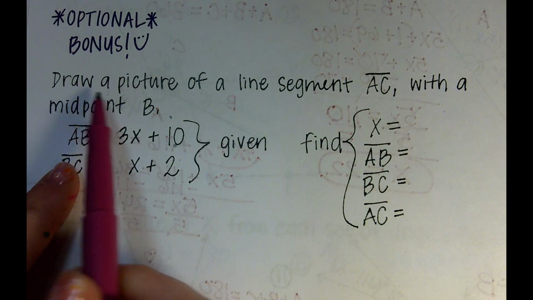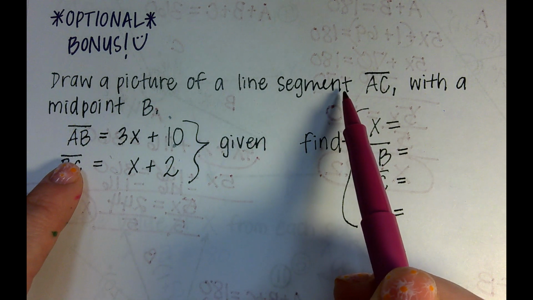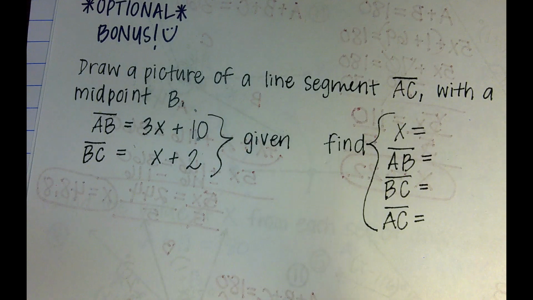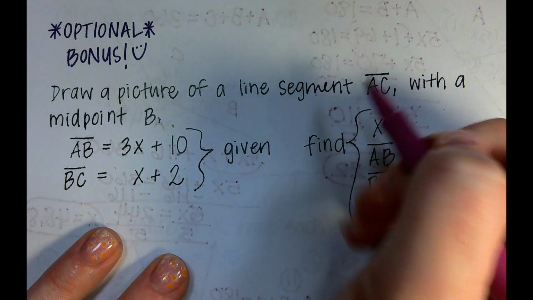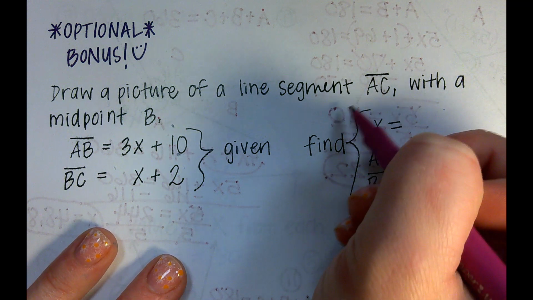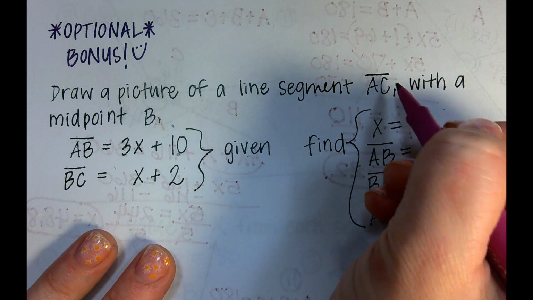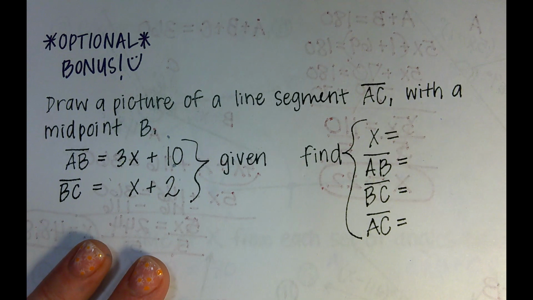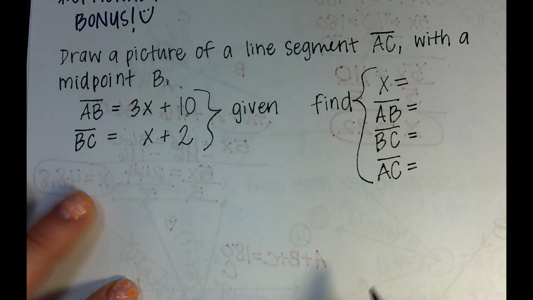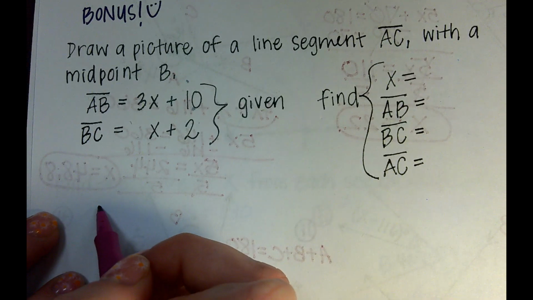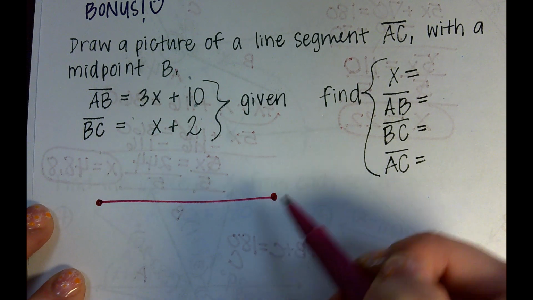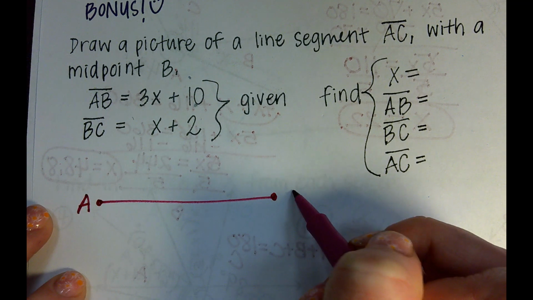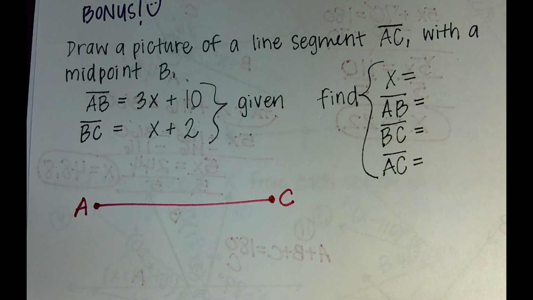So it says draw a picture of a line segment AC. All that means, if you have two letters with a line over it, is that one of the endpoints is labeled A, the other endpoint is labeled C. So let's start by drawing that. A line segment AC. So here's a line segment, and I'm going to put points on it and call them A, C. Okay, step 1 done.